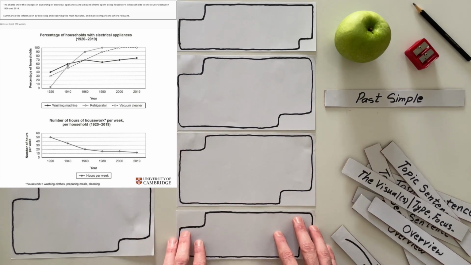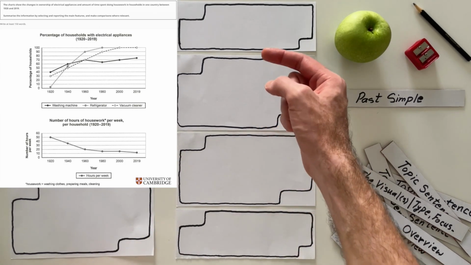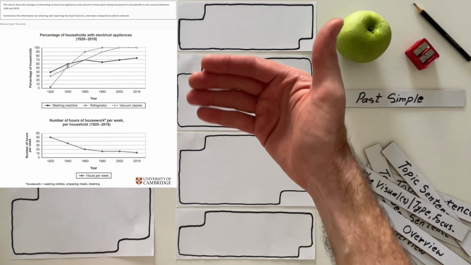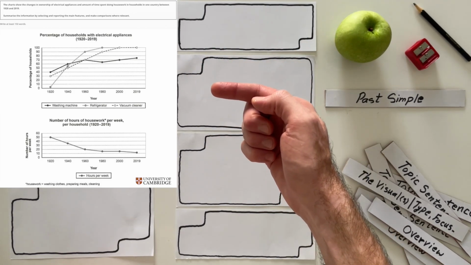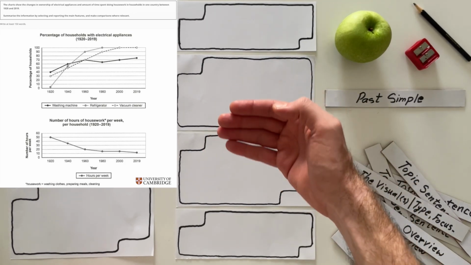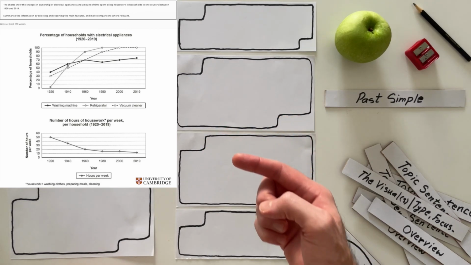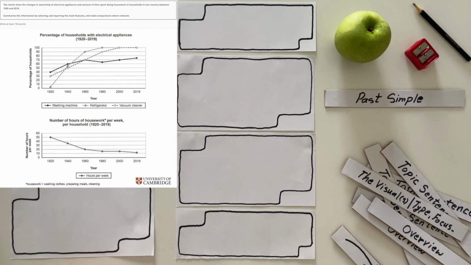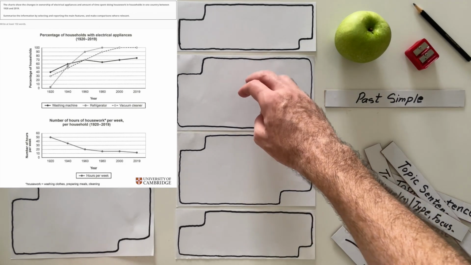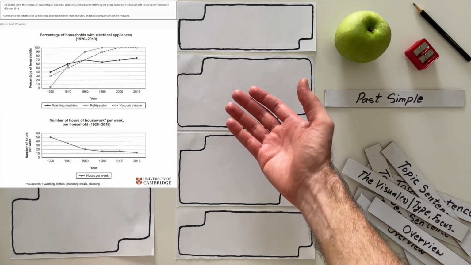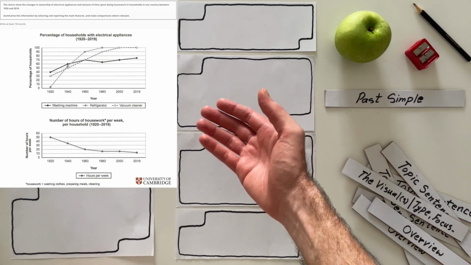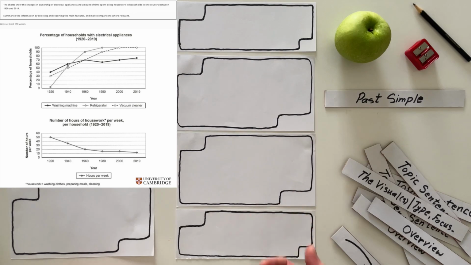two body paragraphs. The first one is going to be for the bigger line chart that is about the percentage of households with electrical appliances. And as you can see, there are three household appliances: washing machine, refrigerator, and vacuum cleaner. And I can talk about them. It's a very good paragraph because I get to compare all these elements inside this.